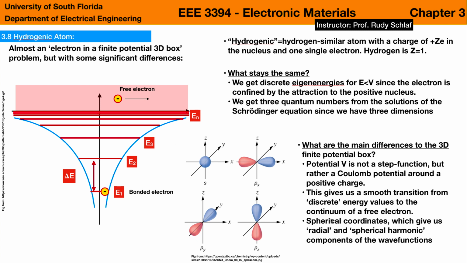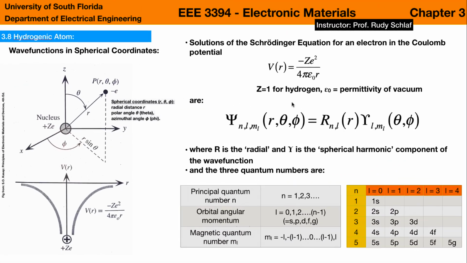What's also different here is that we will use spherical coordinates because we have a rotationally symmetrical potential. And so it's practical to use spherical coordinates. And the solutions of the Schrodinger equation then will have radial and spherical harmonic components, and they will have these remarkable shapes instead of just sine functions. Okay, let's see what we get as solutions for the Schrodinger equation in spherical coordinates.